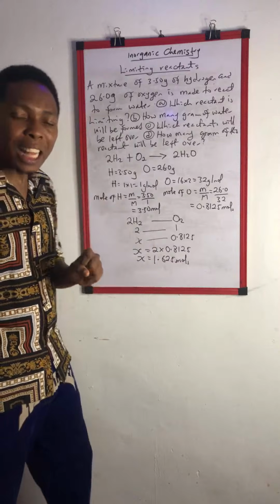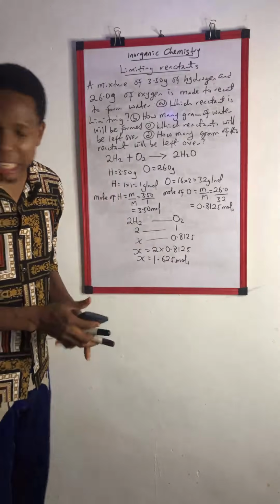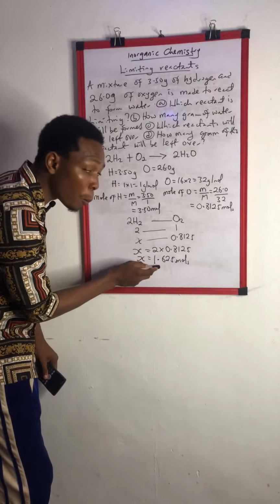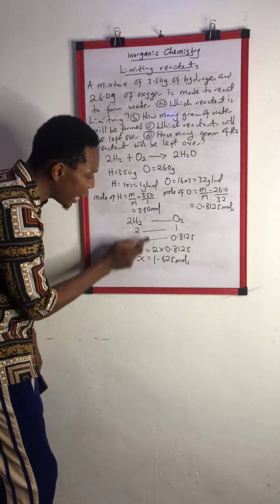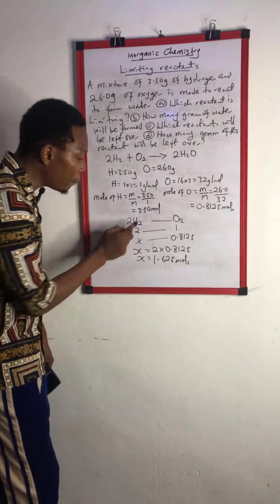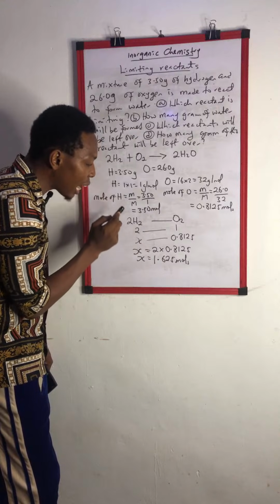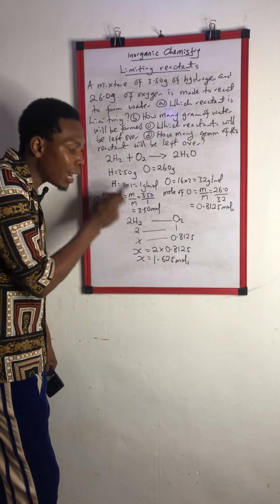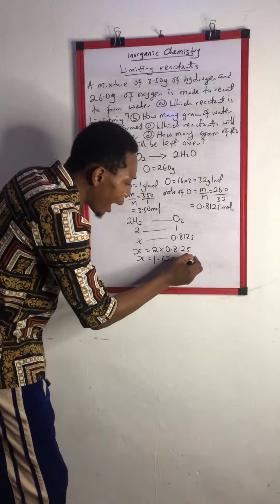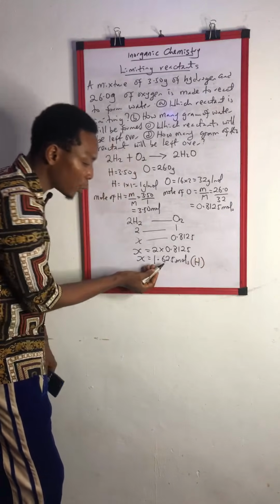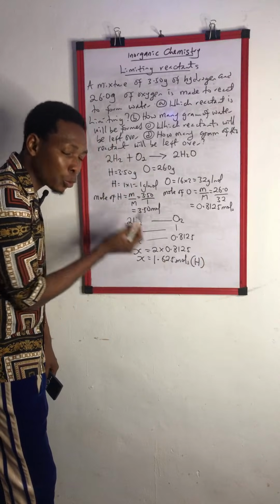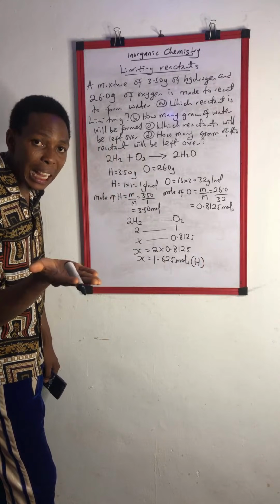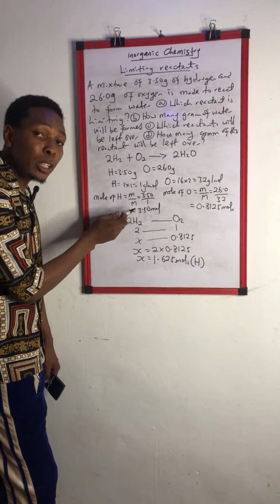And this is the second mole, which is what? 1.625. Now, to determine the limiting reagent, you are working with these 2 mole. Now, you compare the 2 mole. Comparing the 2 mole, if you observe, our initial mole for hydrogen is 3.50, while the final mole for hydrogen that we got is 1.625. Now, which one is bigger? That means the initial mole is bigger.